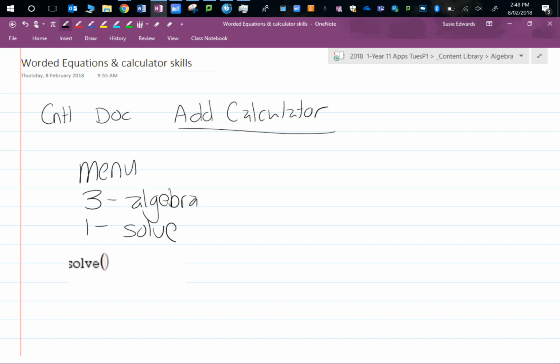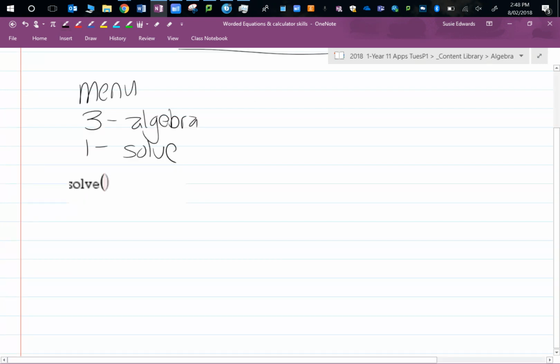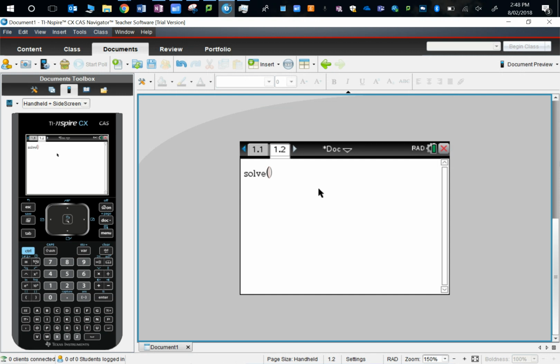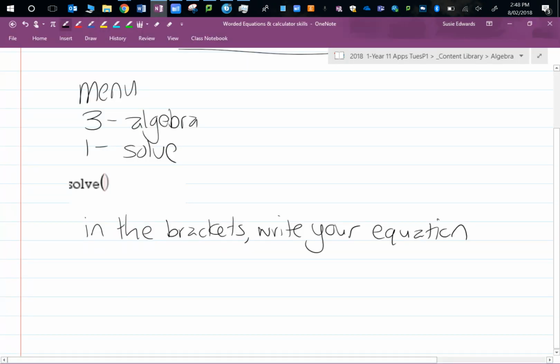Does anyone have any other ways? No. Okay. In the brackets, write your equation. You can just use the letters down the bottom for your pronumerals. So in the brackets, write your equation. So for us, we're going to write A divided by 2 plus A divided by 3. It'll make it look like a fraction afterwards, equals 10 is what we're putting in.